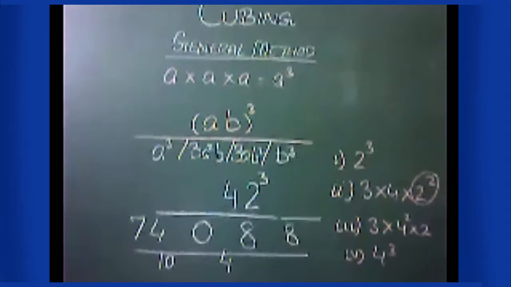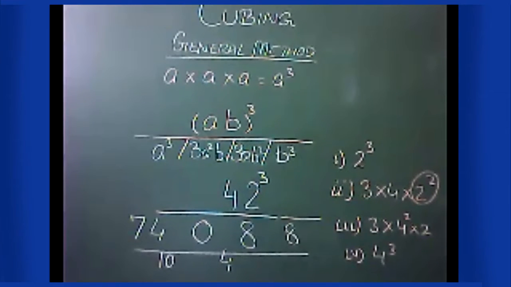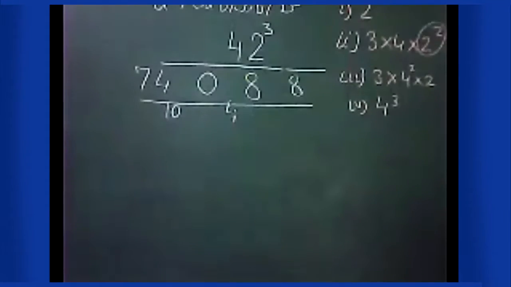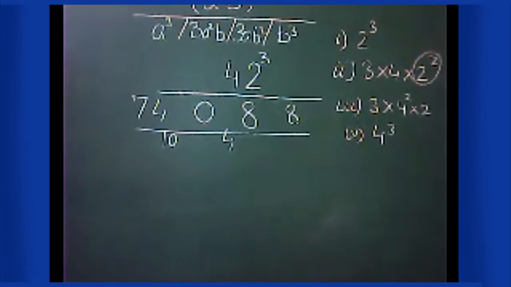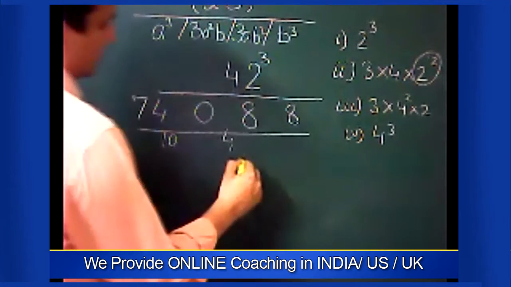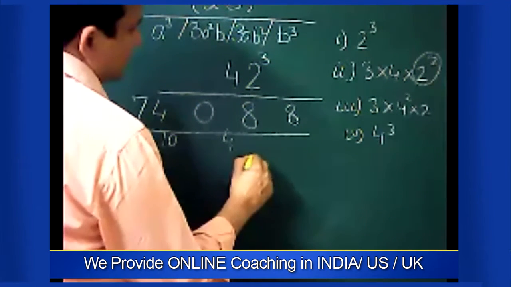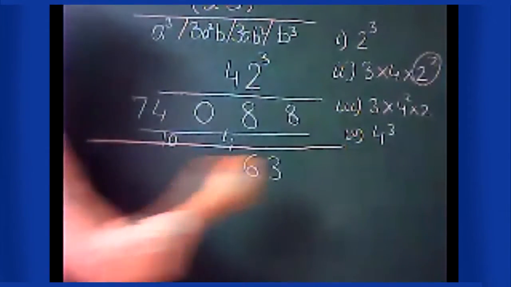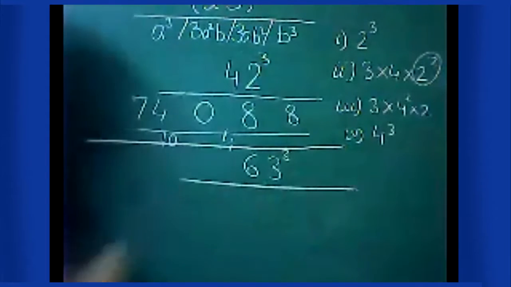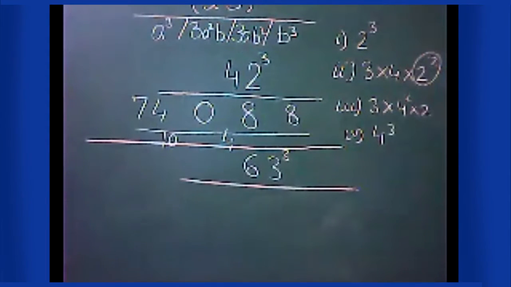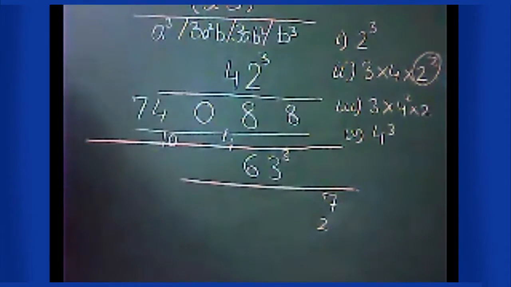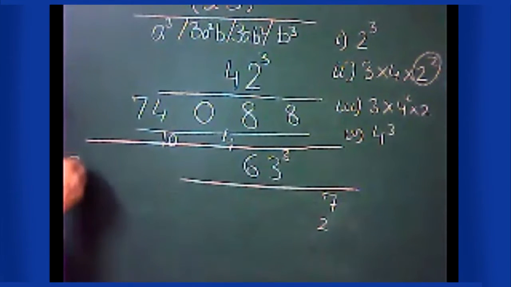Okay. So let us take one more example. Let the number this time be 63. 63 cube. Now what should be the first step? 3 cube. Yeah, correct. 3 cube is 27. So I will write 7 and 2 will go as carry. First step, 3 cube, is correct.